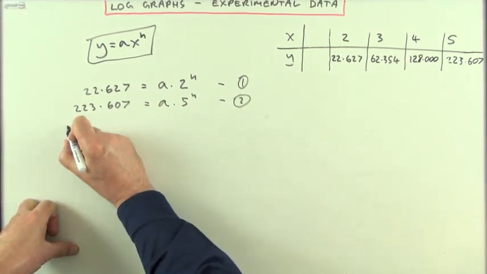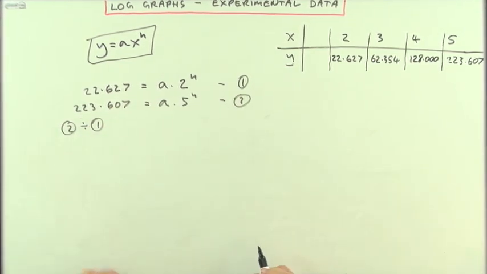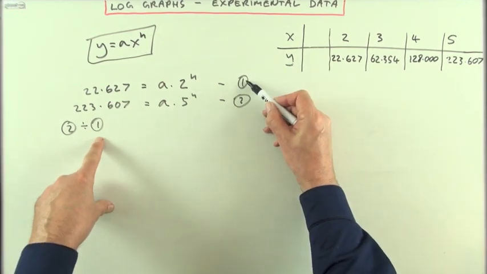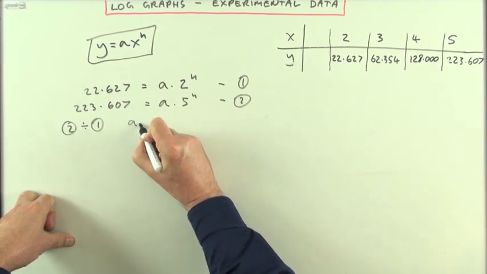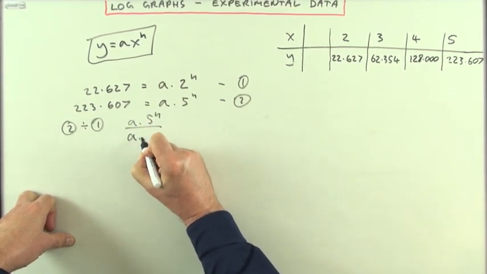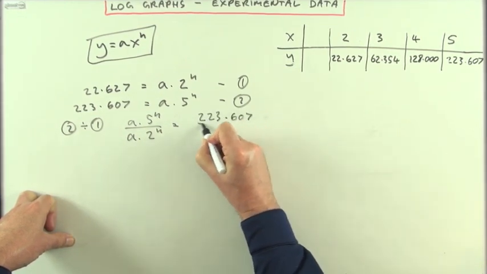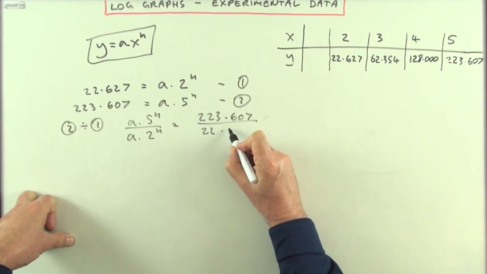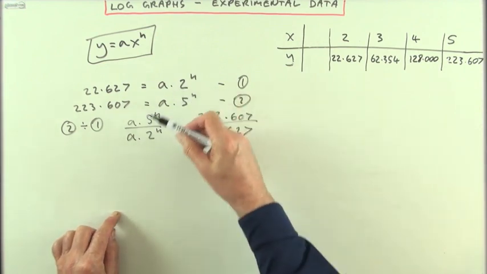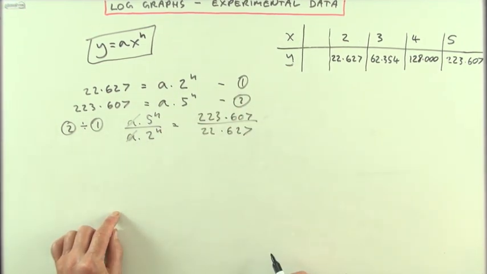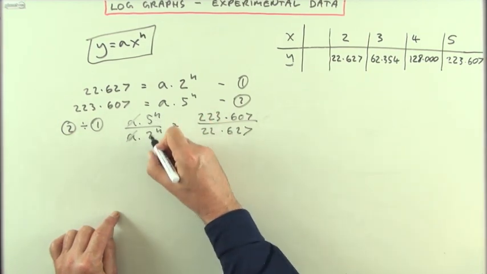What I'll do here is, I'm going to divide the equations. Same as you do in those wave function ones. I'm going to do 2 divided by 1. Which means that, if I put it on this side here, I would have a times 5 to the n over a times 2 to the n will give the same result as 223.607 divided by 22.627. The handy thing being, if you divide the equations, the a's will cancel out. And that n being the same power of those will just appear once.